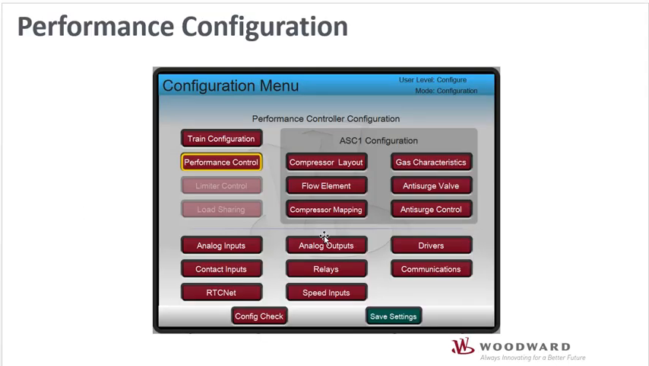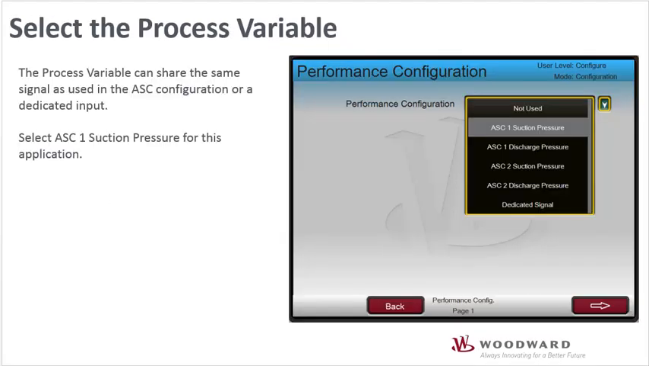Once you're in configuration mode, you can go to the performance control menu. And here we need to select what our process variable is. So the drop-down menu has a list of 5 available functions. We can use a pressure signal from one of the 2 anti-surge control sections if they're configured. Or we can use a dedicated input. And this can be any 4 to 20 milliamp signal that's affected by the performance demand. But for this application, we're going to use the anti-surge section 1 suction pressure signal. So we'll go ahead and select that.